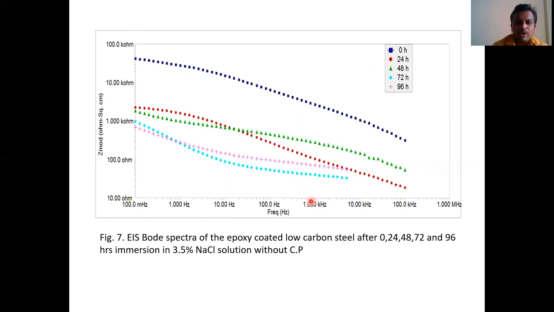So this is the Bode plot. On this axis there is impedance, and on the x-axis, frequency. This blue one is for 0-hour immersion, and this red one is for 24-hour immersion. So at different immersion hours, you can see the impedance values. The higher the impedance, the better the corrosion resistance. Like that, you can correlate this Bode plot.